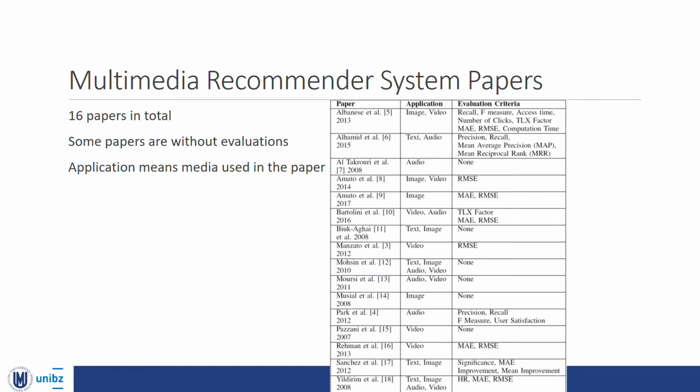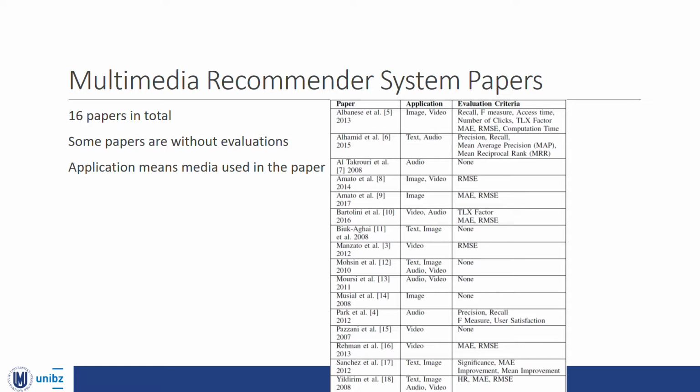So in the end, we select 16 papers in total. As you can see from the table, not all the papers have a proper evaluation. In the middle, there's an application column. Basically, this is the media objects. It could be image and video together or text and audio together.